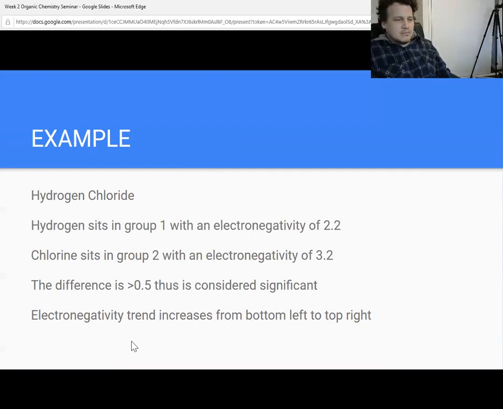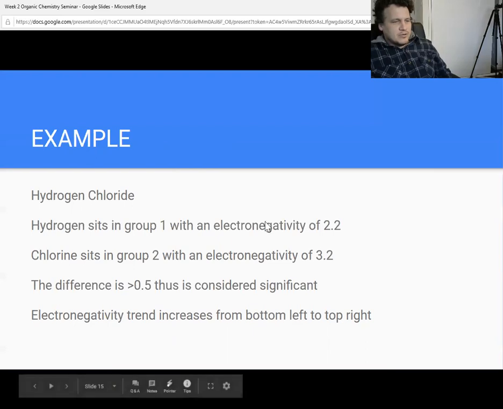The electronegativity trend in the periodic table increases from bottom left to top right. Francium, I think, at the bottom left, all the way up to fluorine. I won't go through them all. I think there's enough information I've given you.